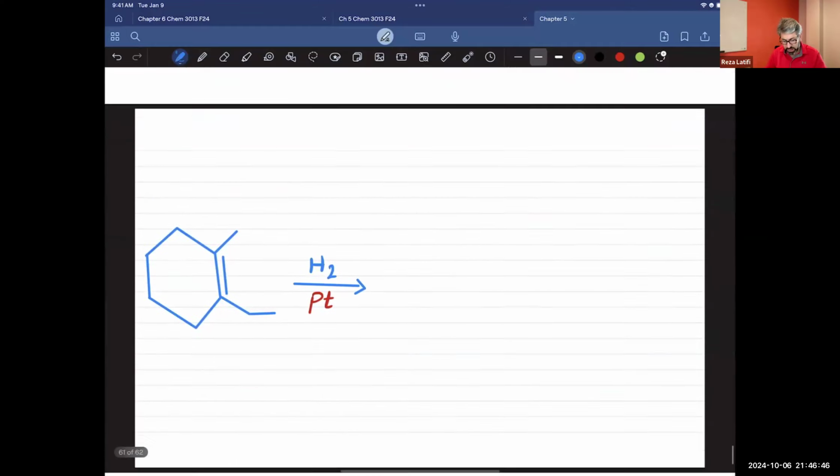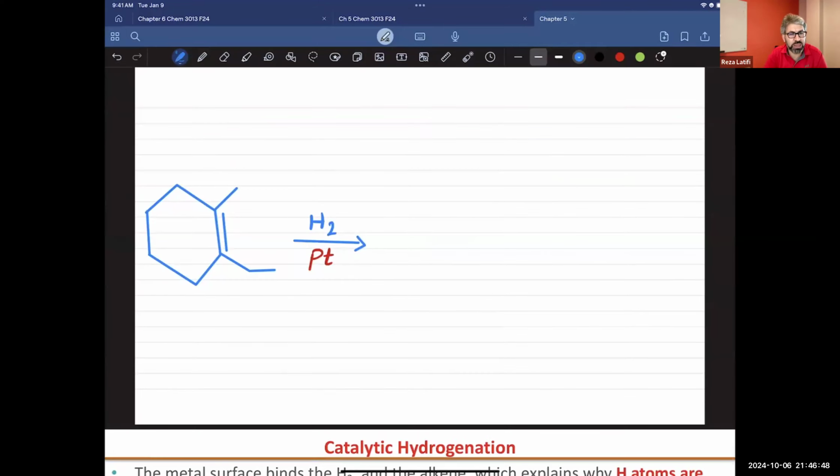Okay, next. And we have a double bond. And if we look at the double bond, this double bond is surrounded by different groups. So there is a chance to get stereocenters. Let's give it a try. And if the addition happens, let's say the addition happens from the top, we might get such a molecule.